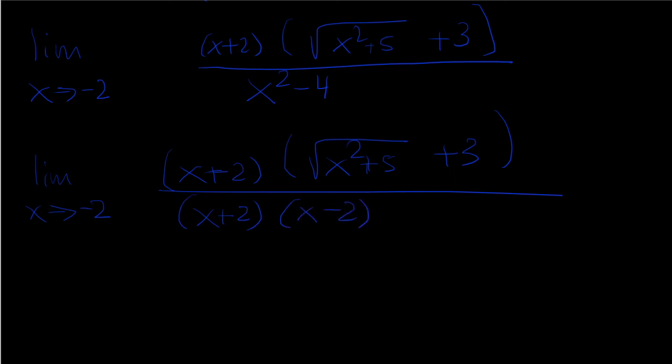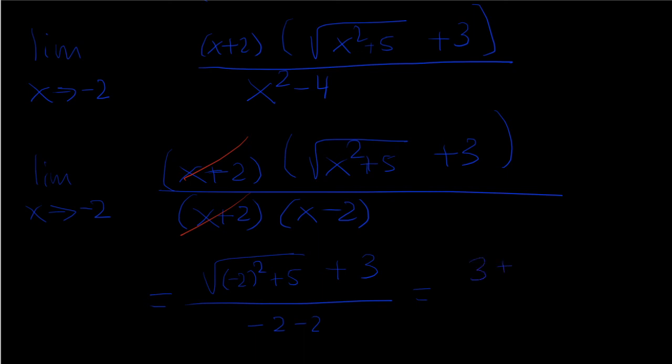And now finally we have a factor that could cancel. The x plus 2's will go away. And now I can plug in negative 2. So we have square root of negative 2 squared plus 5. Add that to 3. And I get negative 2 minus 2 at the bottom. So we'll have square root of 9 is 3, plus 3, over negative 4. So that's 6 over negative 4, which is negative 3 halves. So my limit is negative 3 halves.